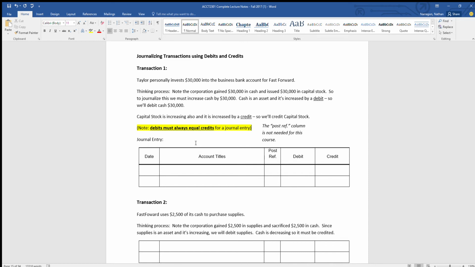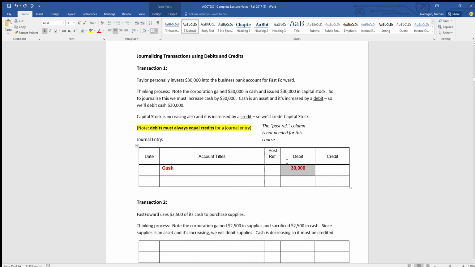When we work on these, we're going to usually go debits first. Since we're dealing with an asset and cash and it's increasing, that'll be the first account. So that's going to be my first account, cash. We're going to put it in for the amount that's actually been used, which is $30,000. And it's going to be there.